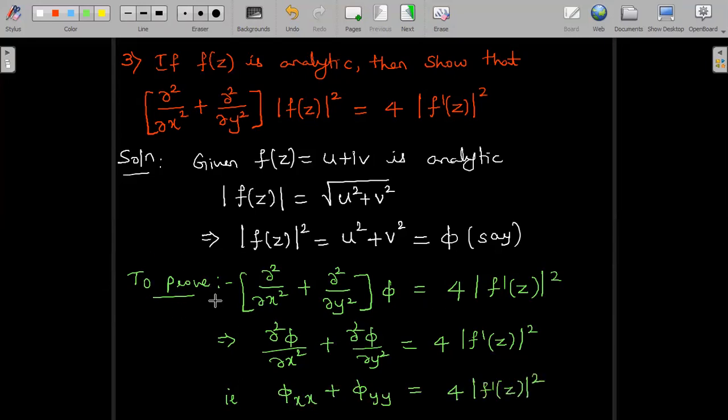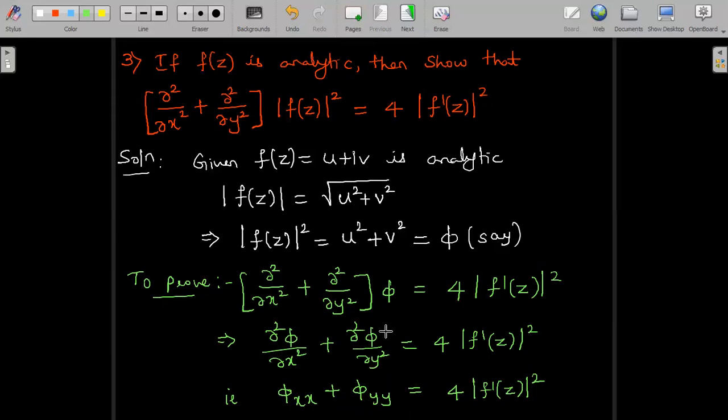So what is to be proved? We are trying to know it in terms of phi now. Because we denoted mod f of z whole square as phi, we are able to show what is to be proved in terms of the expression phi. Phi xx stands for dou square phi by dou x square, the second order partial derivative of phi with respect to x. Dou square phi by dou y square can be in short written as phi yy.